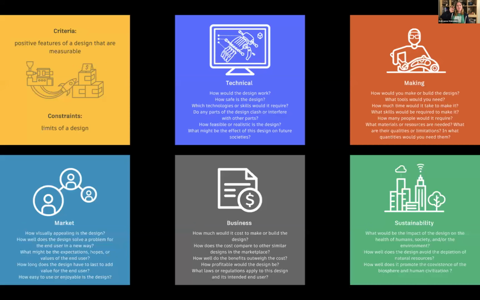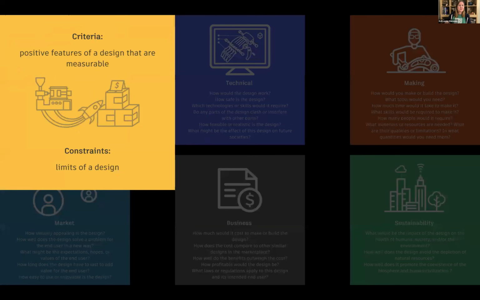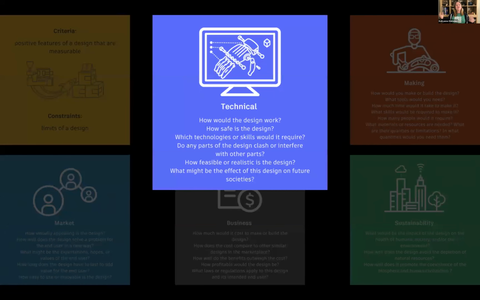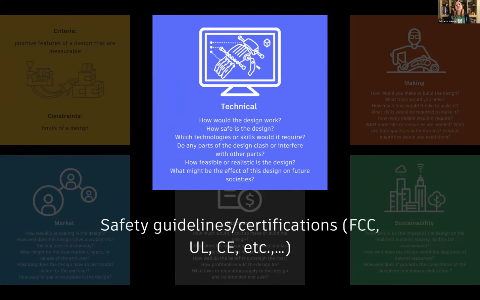The worksheet also comes along with this poster or handout where we think about different categories of constraints. Criteria, as we know, are positive features of a design that are measurable. Constraints are limits, so limitations. Students might think about technical limitations to their designs. And one of the things you can also teach along with this vocabulary of criteria and constraints is more vocabulary words and concepts that are specific to actually making or manufacturing a real product. So you could talk to students about what they're making in regard to safety guidelines or certifications.